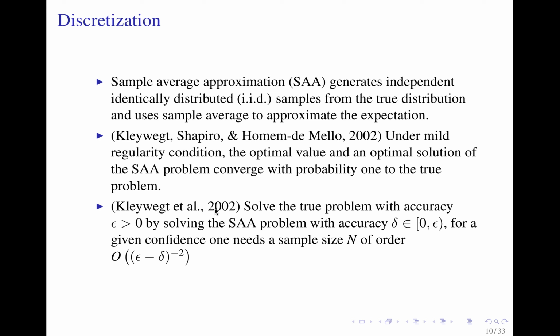So sample average approximation generates i.i.d. samples and uses the sample average to approximate the expectation. Theoretically, we have some sample size estimation in order to obtain an absolute optimal solution to the true problem. But in practice, such a thing is never applicable, and we should really understand what the solution means to the true problem. Okay, so again, that is why step 4 is crucial.